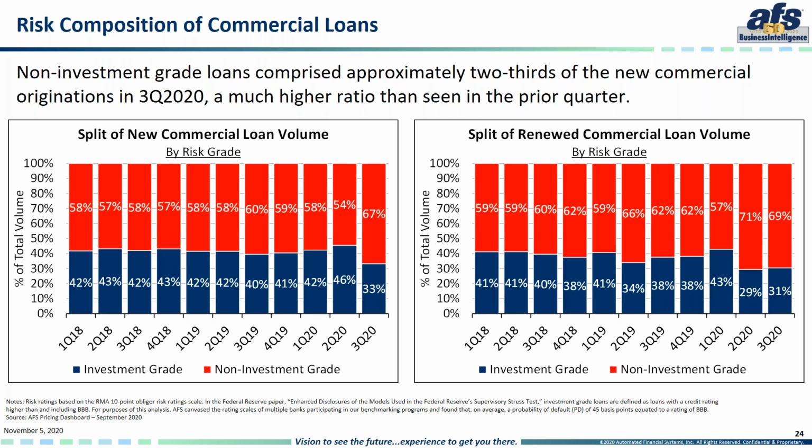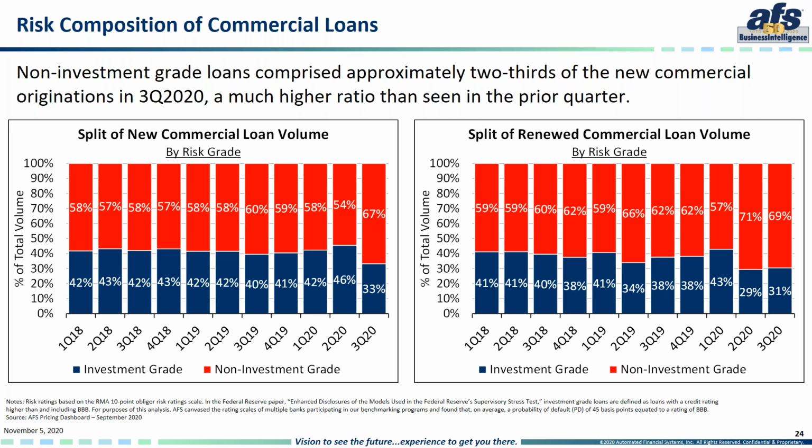And since not all the banks that we work with use a bond equivalent rating scale, behind the scenes what we did is we aligned the unique risk rating systems of all the banks to the RMA obligor risk rating scale. So this allowed us to apply the investment grade versus non-investment grade categorization to all the banks so that we can more easily compare loans across different institutions, different industries, and so on.